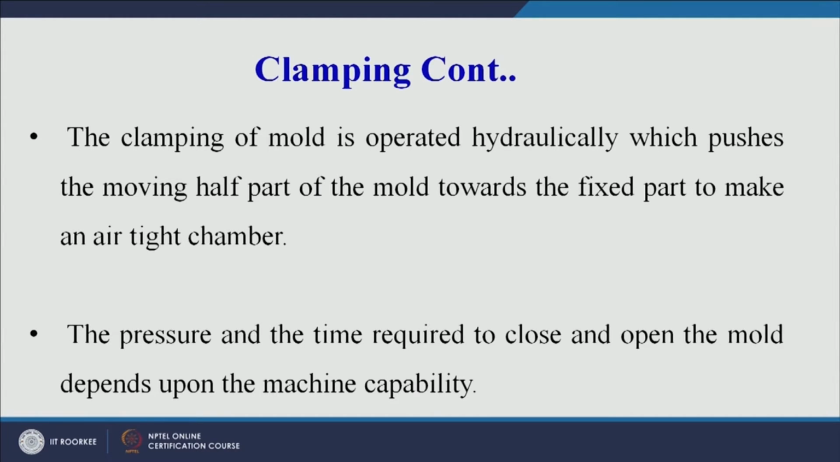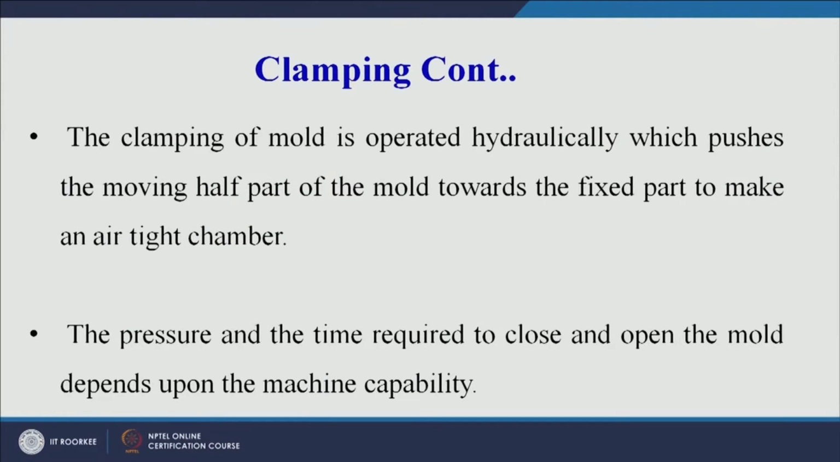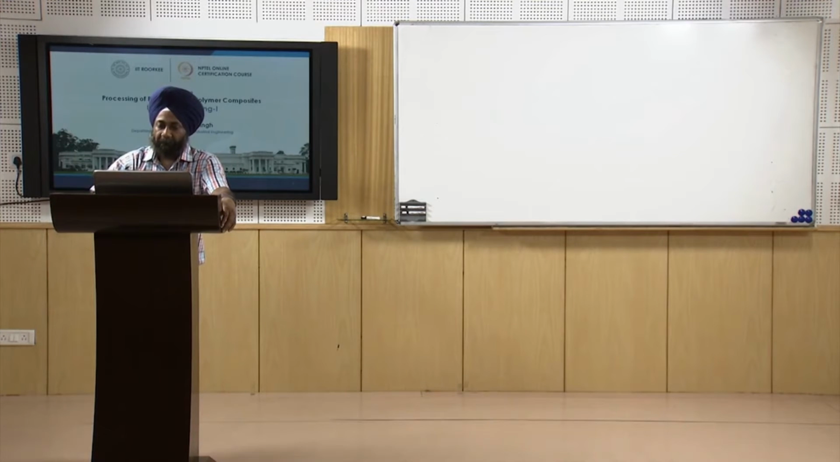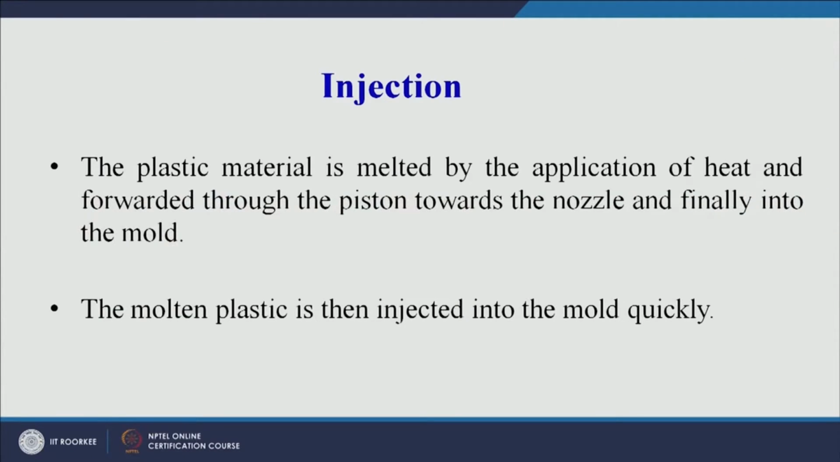So the two halves of the mold will close, and then inside you will have your mold cavity. The pressure and the time required to close and open the mold depend upon the machine capability. So each machine has specifications for the maximum clamping force that the machine can apply. Now once the mold has been closed, we inject the molten plastic. The plastic material is melted by the application of heat and forwarded through the piston towards the nozzle and finally into the mold cavity. The molten plastic is then injected into the mold cavity.